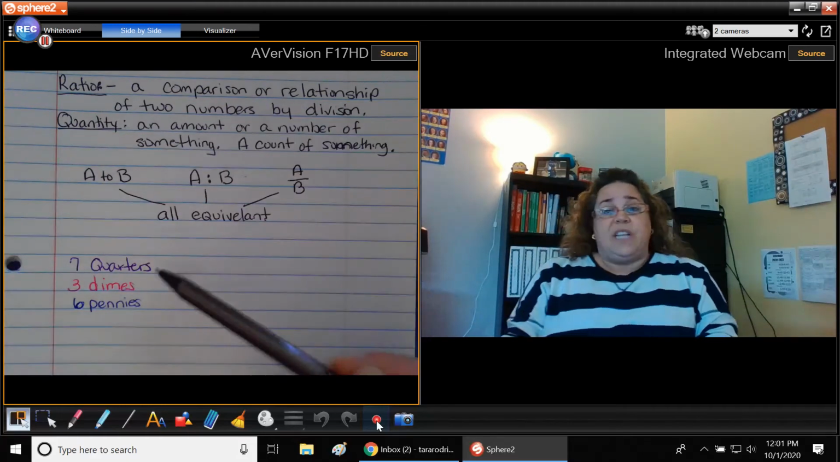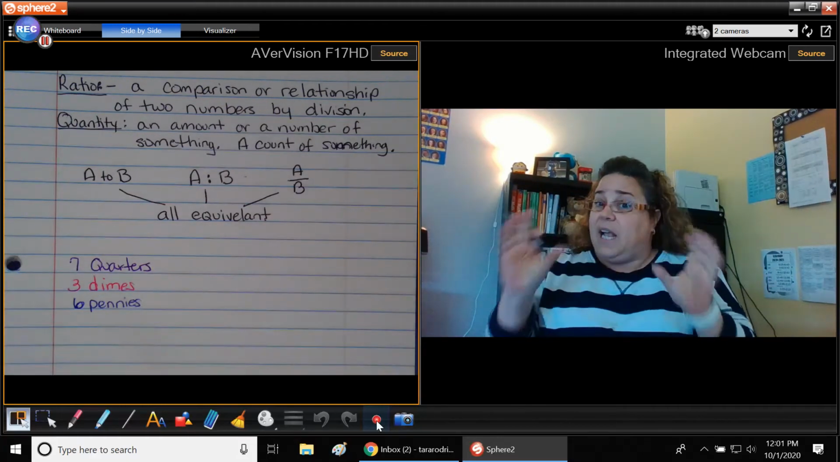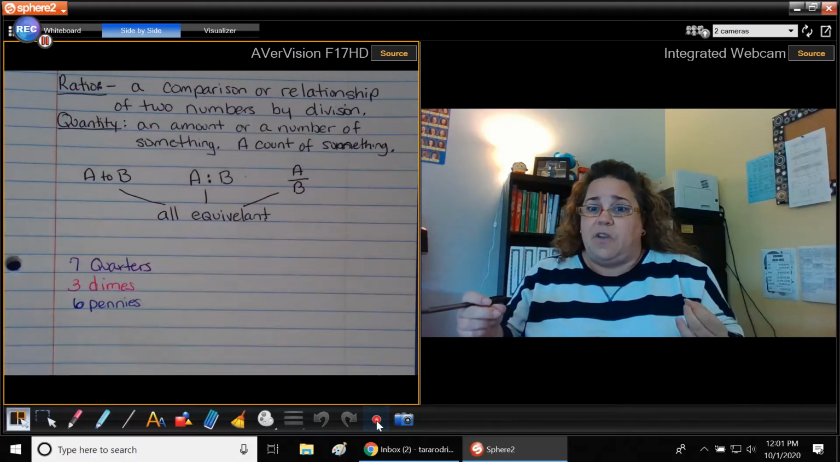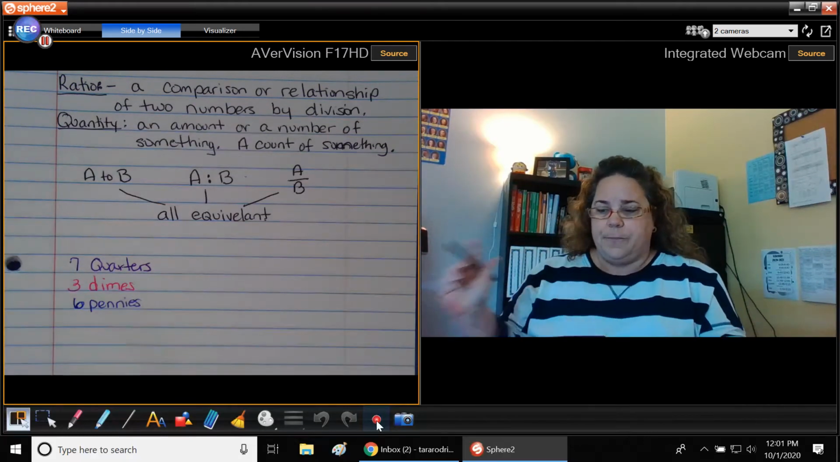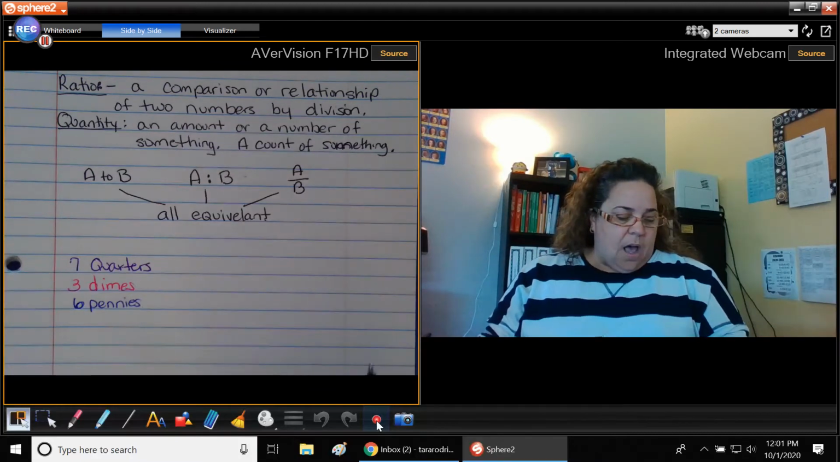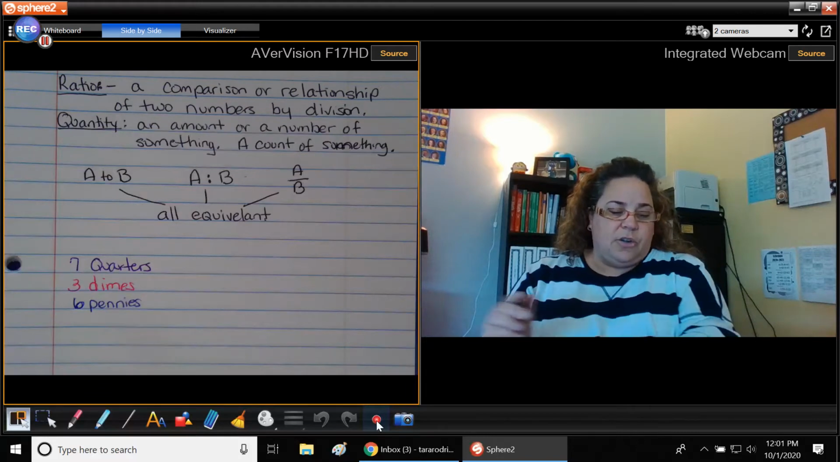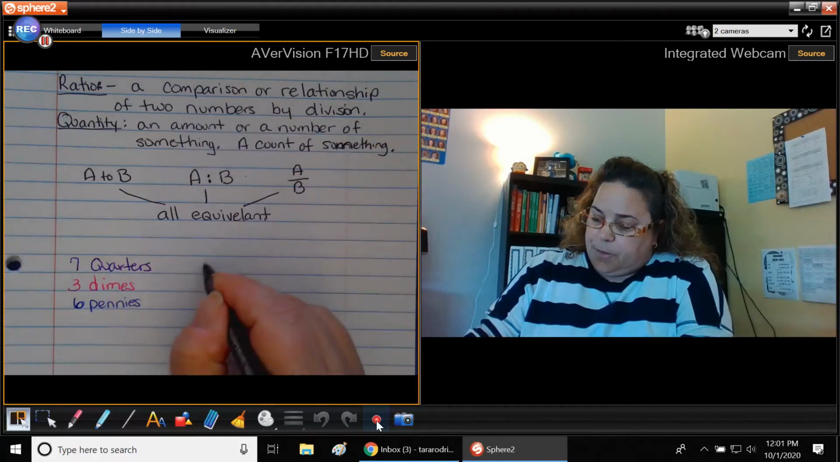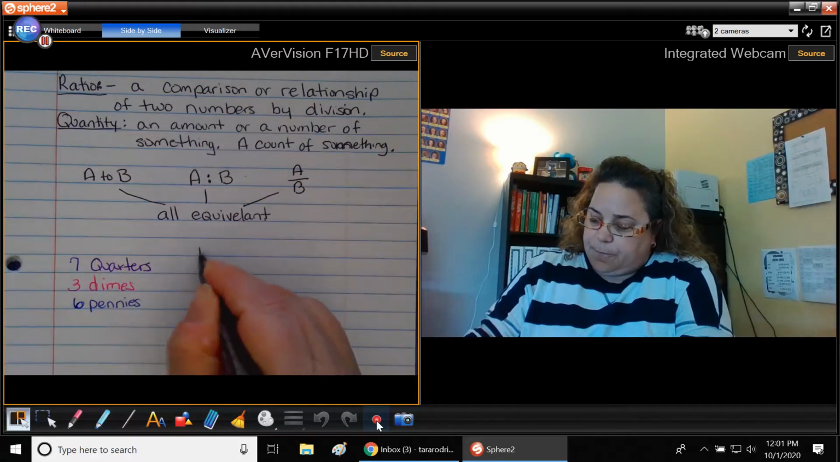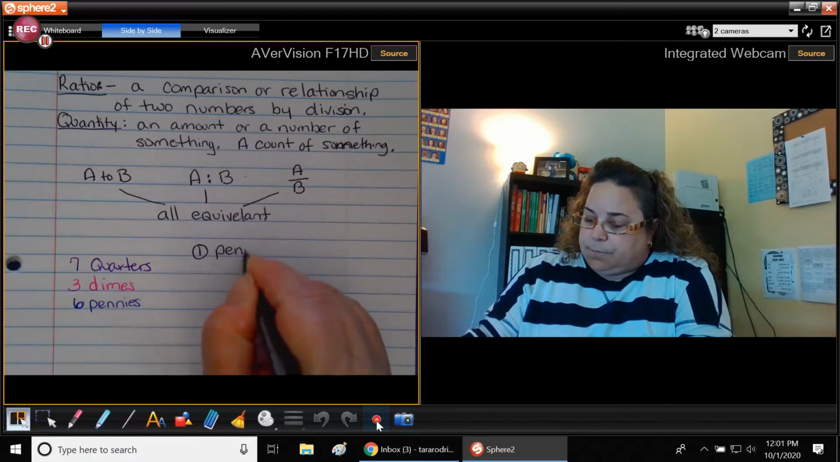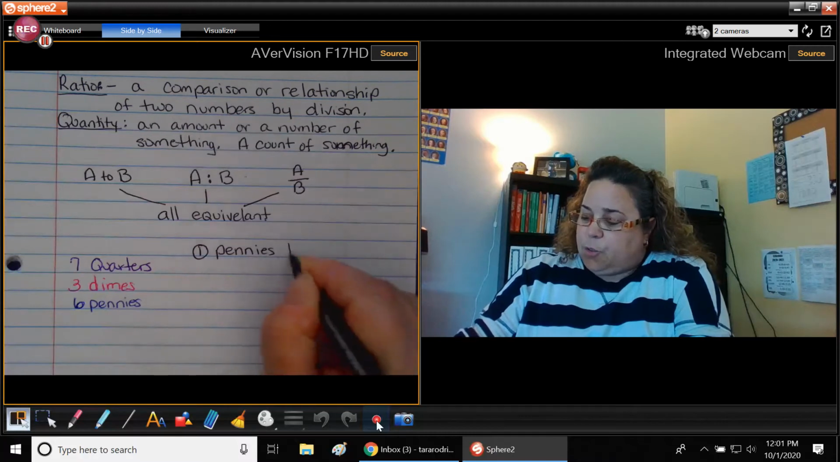But quarters are definitely still different. They're money, just like dimes are, but they're different than dimes, right? Because they're worth different things, right? So we can create ratios for them. So let's create the first ratio, pennies to quarters.